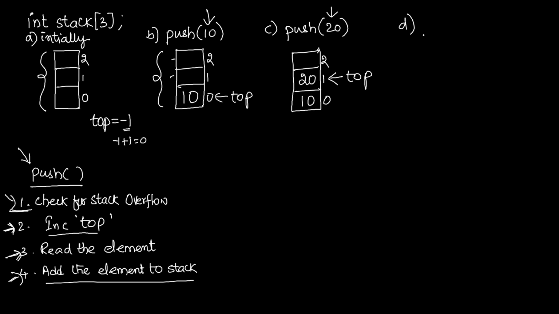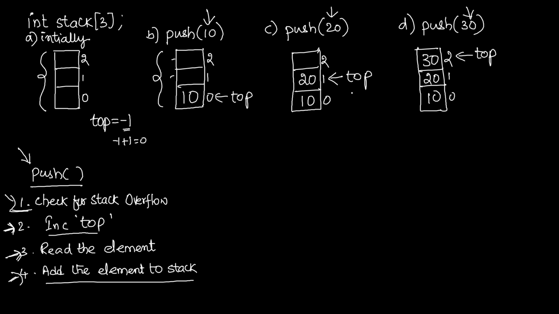Next one is D. I want to push one more element, that is 30. So take the stack again. Already 10 and 20 are there. The first thing is you have to check whether the stack is full or not. I mean, space is there or not. Yes, we have space here. Increment the top. Previously top value is 1. Now make it 2. And read the element from the keyboard, that is 30, and add the element to the stack.